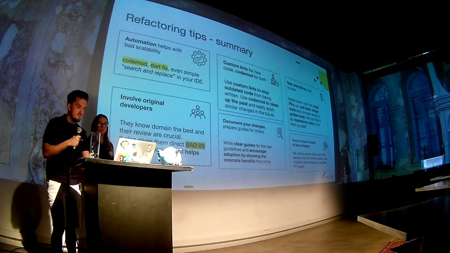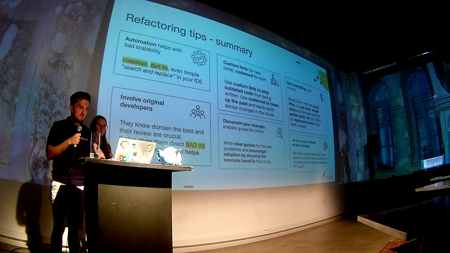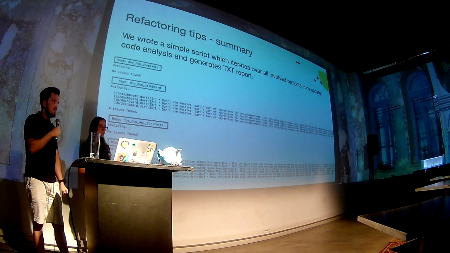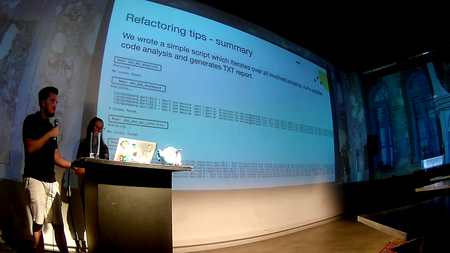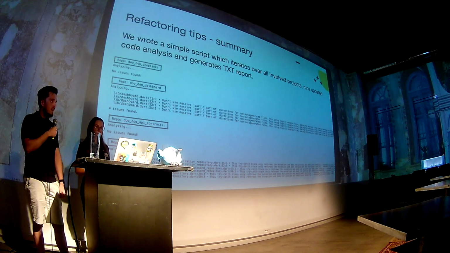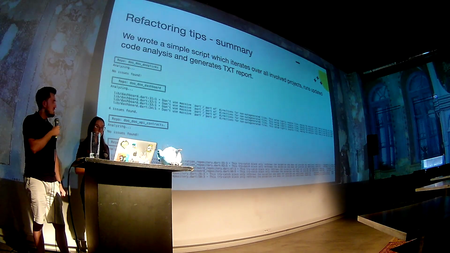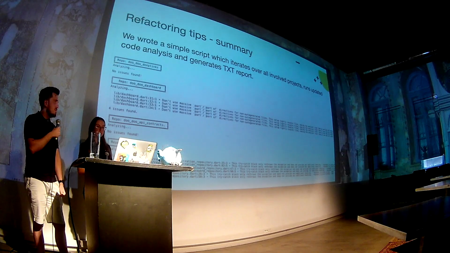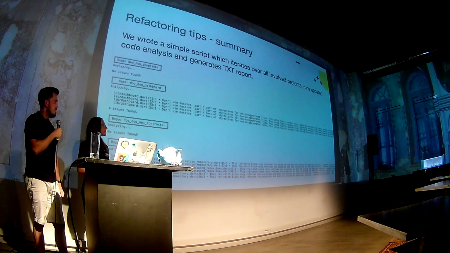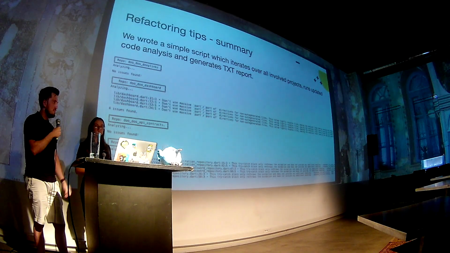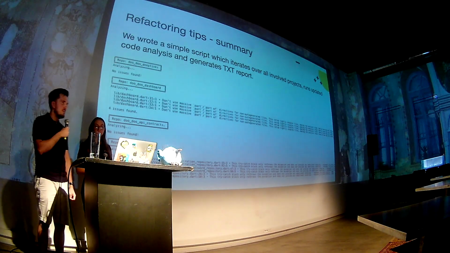We at LeanCode created a simple bash script which basically iterates over all projects, runs updated code analysis there, and generates a TXT report in which, as you can see, we can easily predict all the impact of a new lint, so basically any changes we'll have on the pipelines.